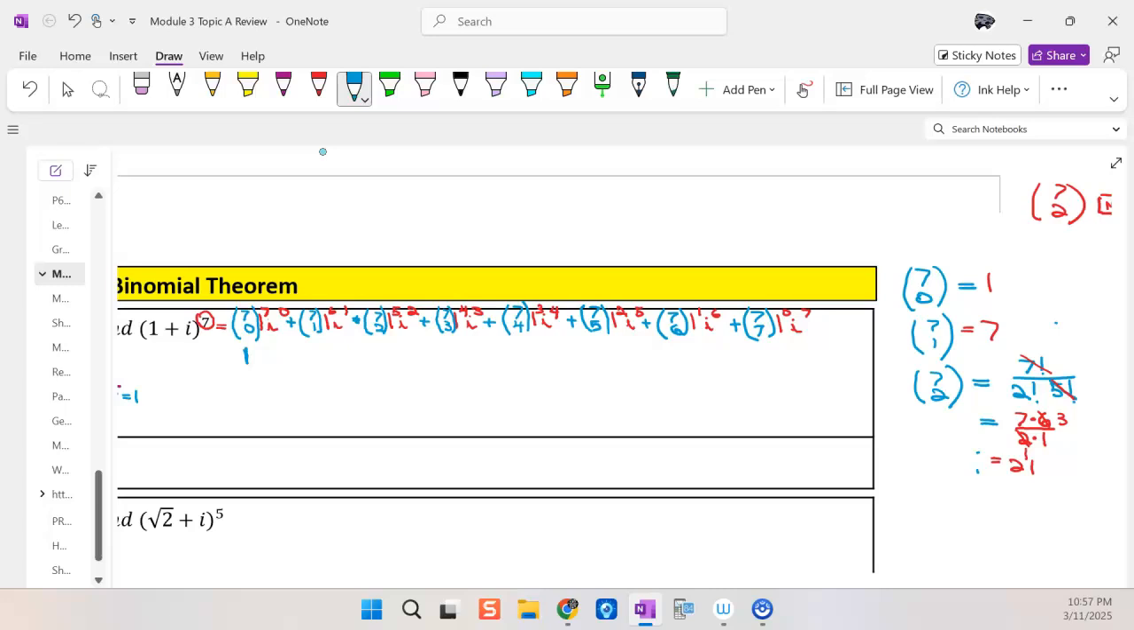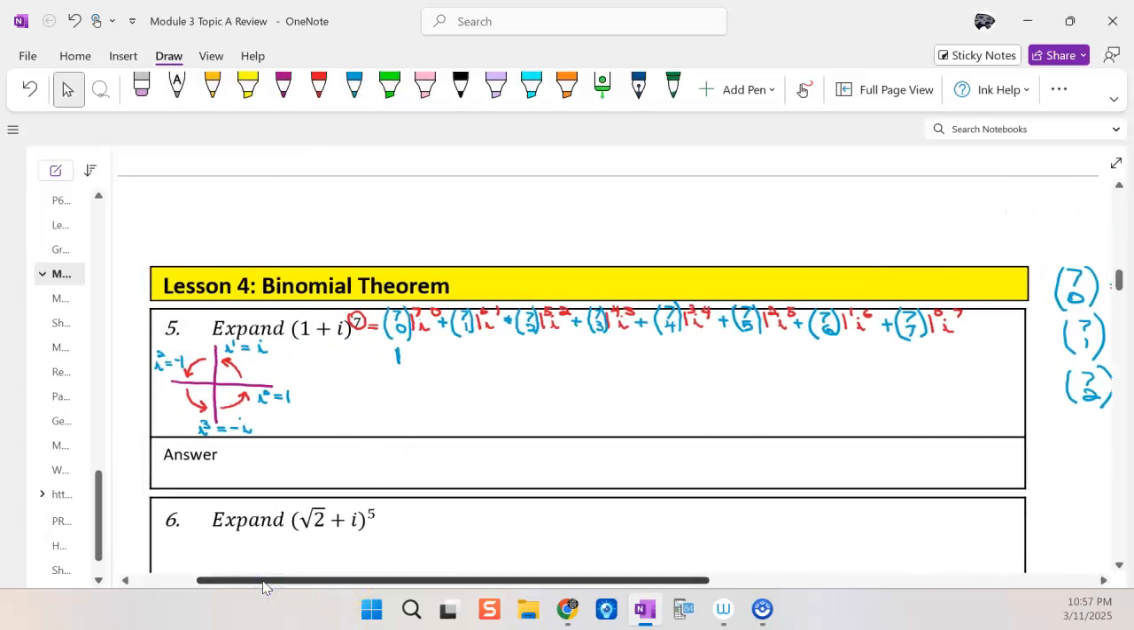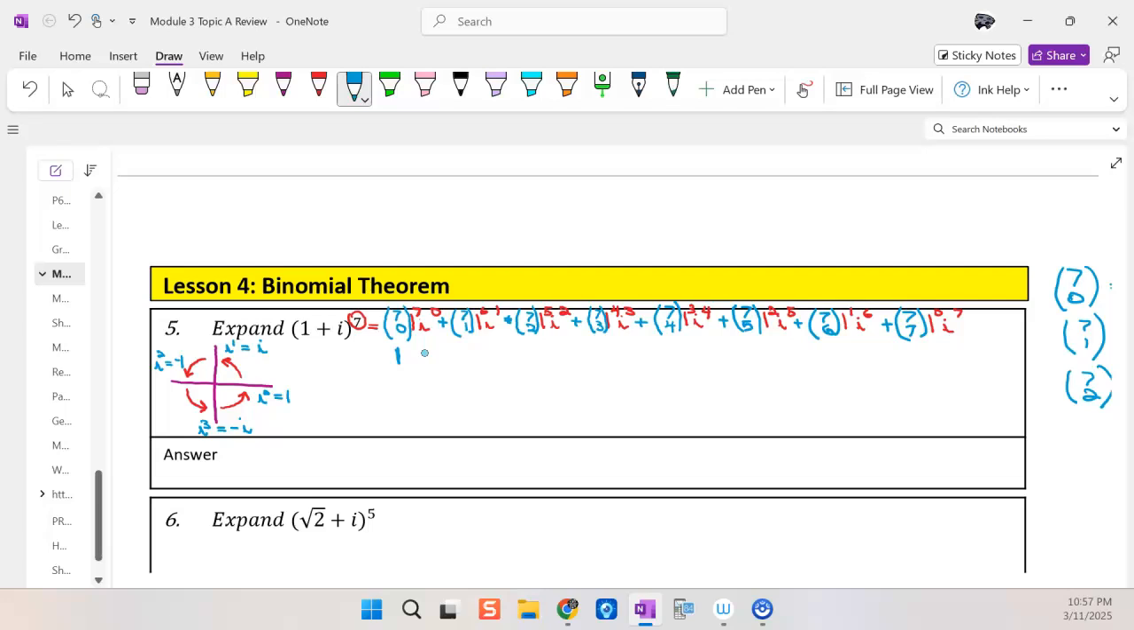All right. Now, 1 to the 7th is just 1, and then i to the 0 is 1. So this entire term just simplifies to 1. Plus, okay, 7 choose 1 is 7. 1 to the 6 is 1, and i to the 1st is just i. So that's 7i. That's this second term.